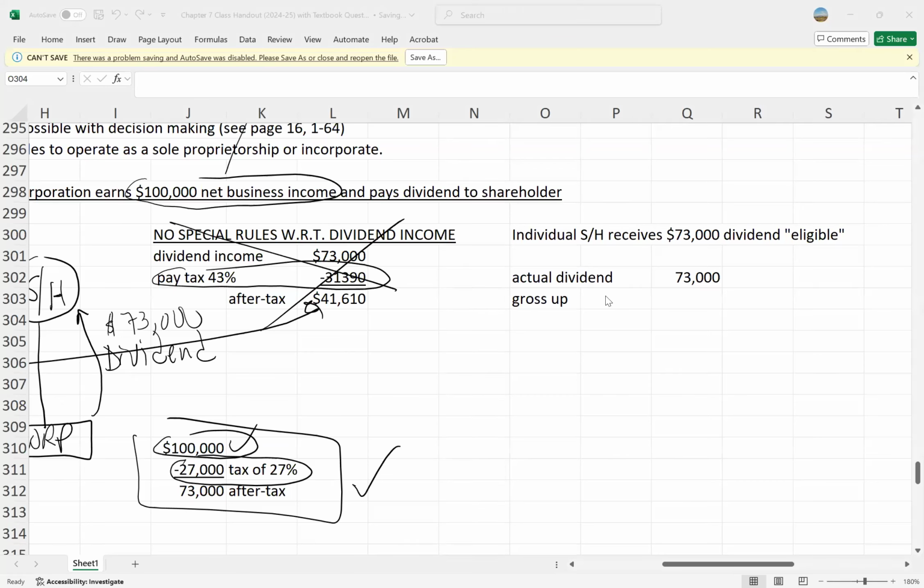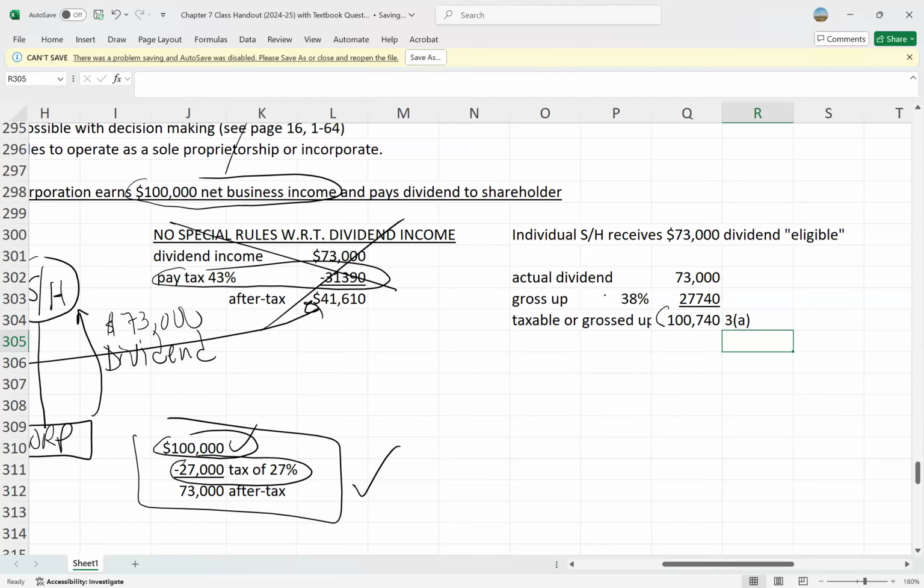So these eligible dividends, we have to gross them up by 38%. So equals this number times 0.38. And so we have to add 27,740 to this amount. This is known as the taxable or grossed up dividend. And so this amount gets included in 3A when calculating net income for tax purposes.